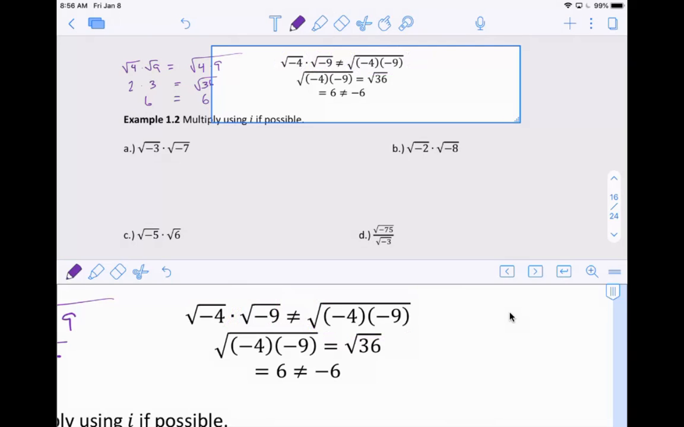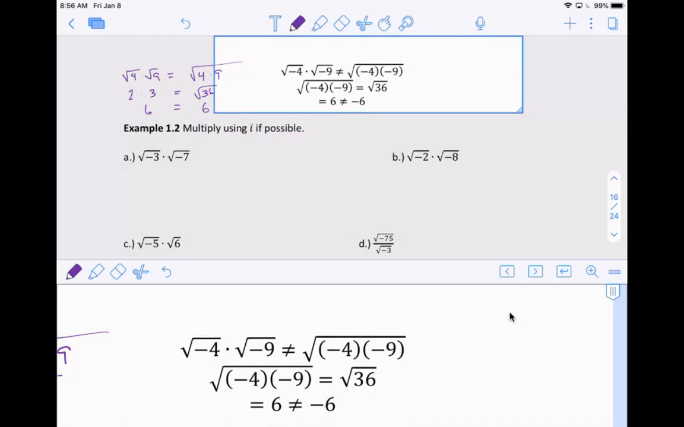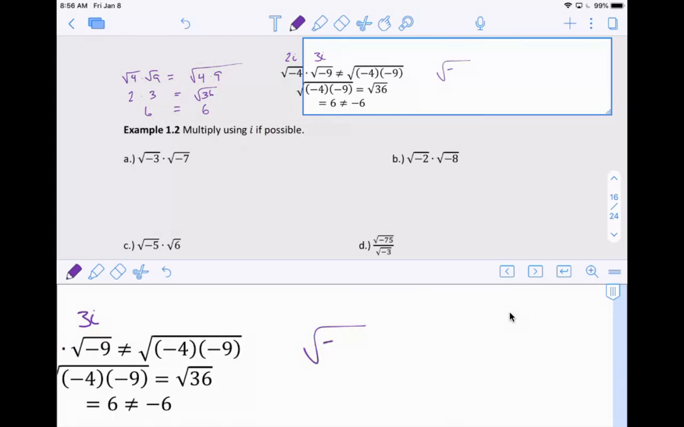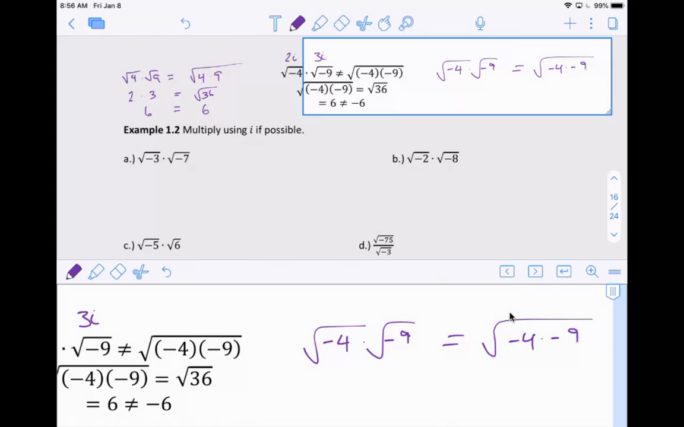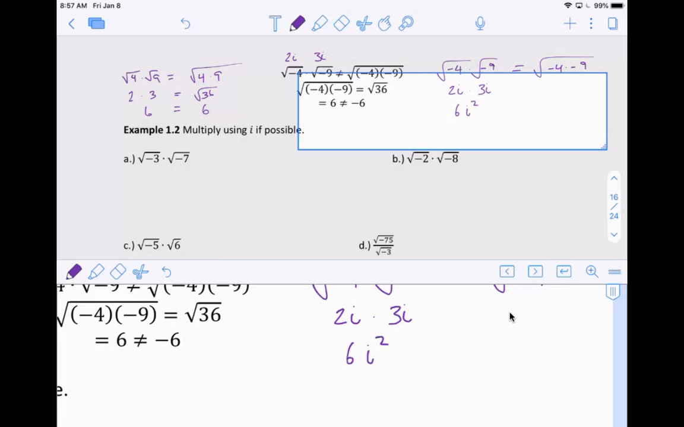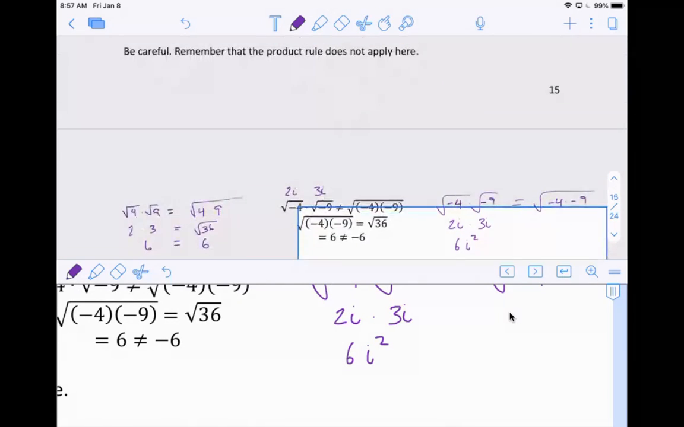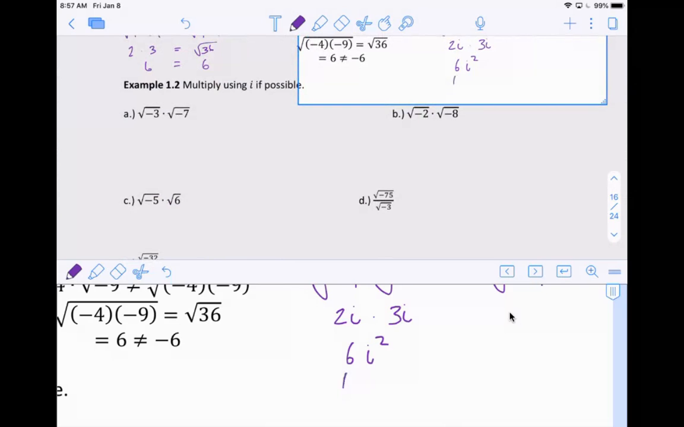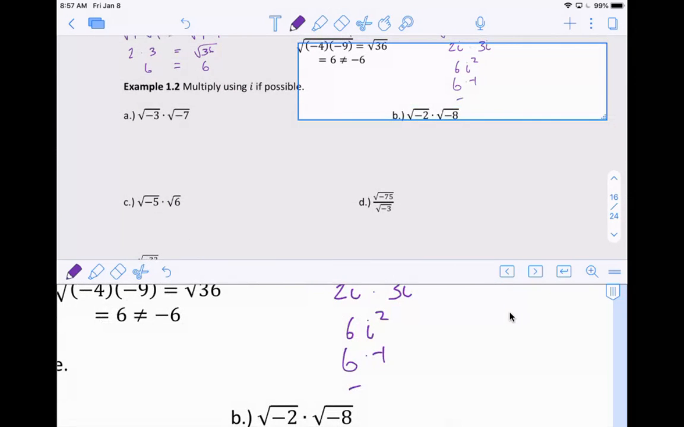If I have the same problem now with -4 and -9, we can see on the one hand, if I do separate individual items, I would get 2i and 3i, right? So let's copy paste this problem over here. It's a little easier to see. The square root of -4 times the square root of -9. So over here we get 2i and 3i. When we combine those together, we get 6. Multiply the i's, you get i squared. And i squared is equal to what? Well, if i is the square root of -1, i squared is -1. So we've got 6 times -1, or -6.